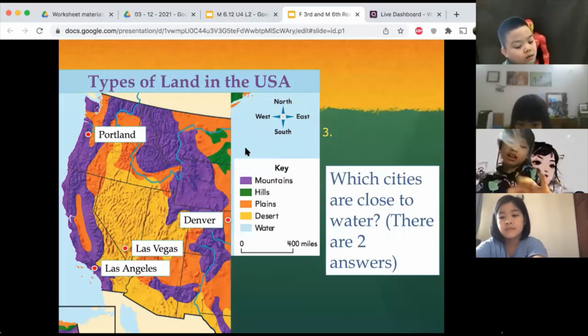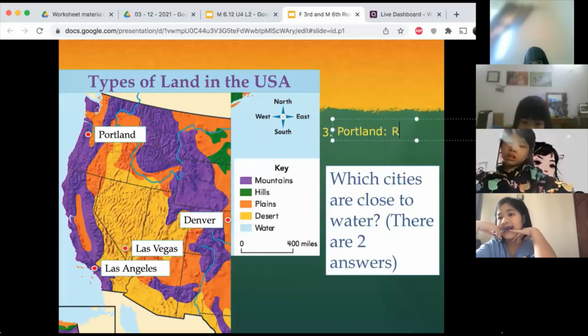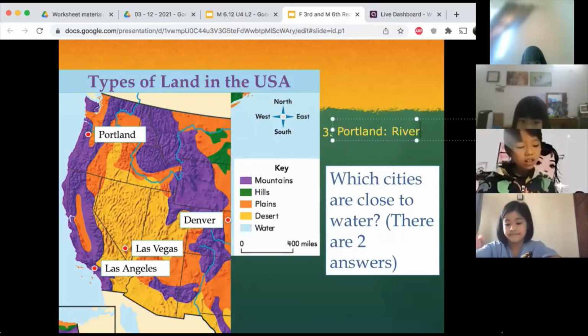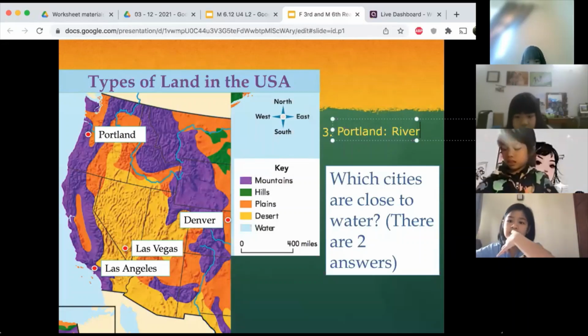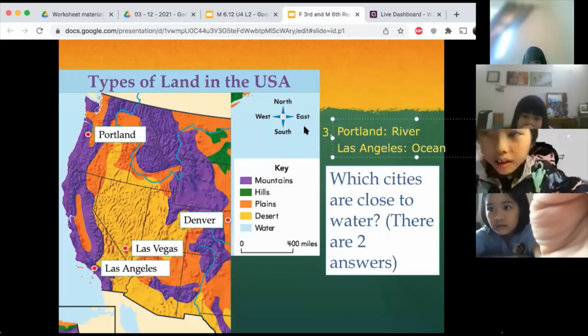Yes, Ming-Tu? Denver and Portland. So Portland, it's closest to a river. There's another one though that's closer to a different body of water. Denver. Denver's not that close to the river. Is there one that's closer? Maybe closer to the ocean? Which was? Yes. Los Angeles is very close to the ocean.